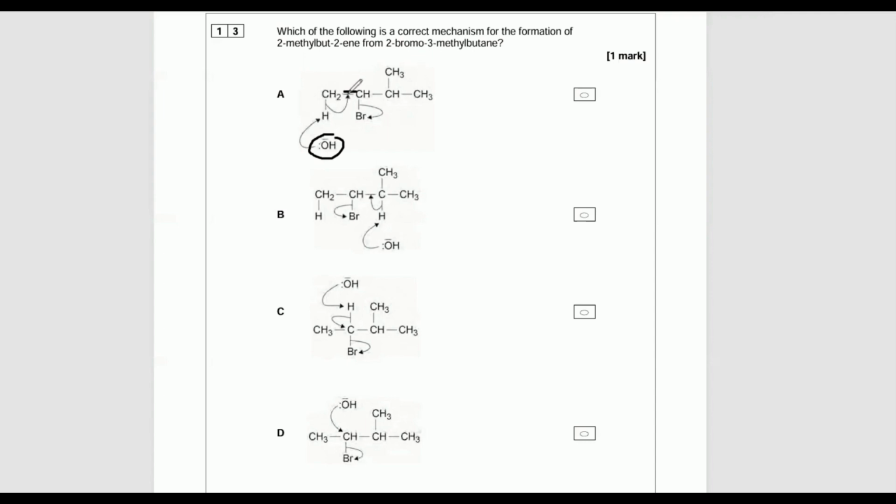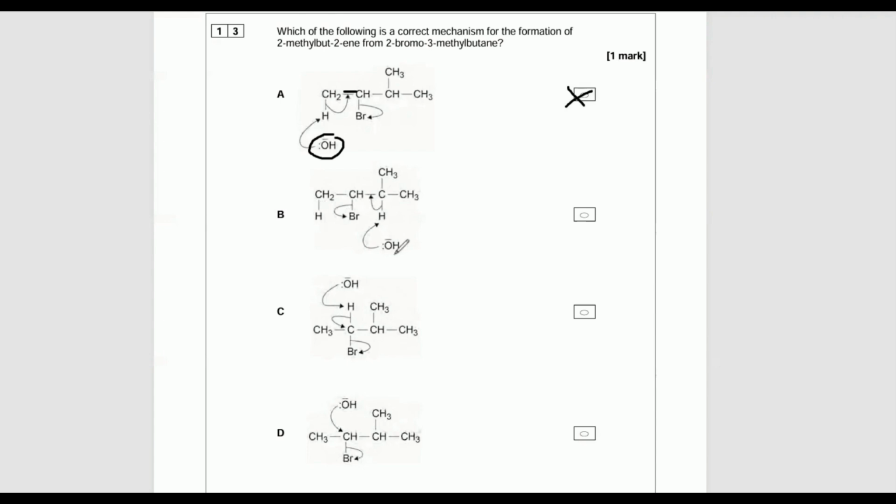However, what's the name of this going to be? This is not going to be 2-methylbut-2-ene. That is not going to be 2-ene. That's going to be but-1-ene, 3-methylbut-1-ene. That is not the correct answer, even though that mechanism is completely correct. So let's move on to B.